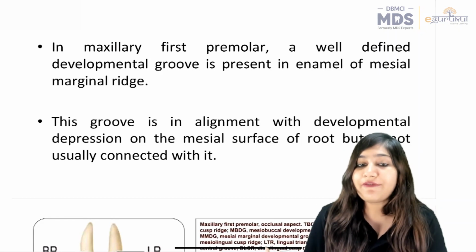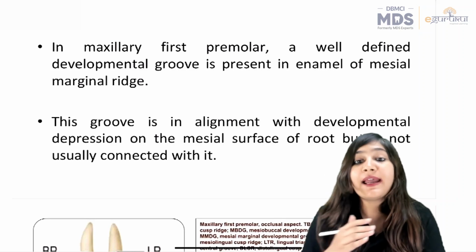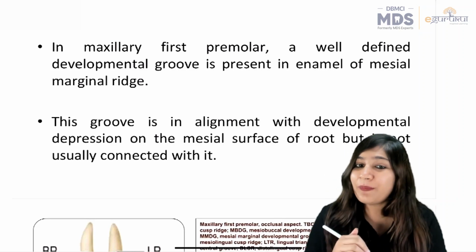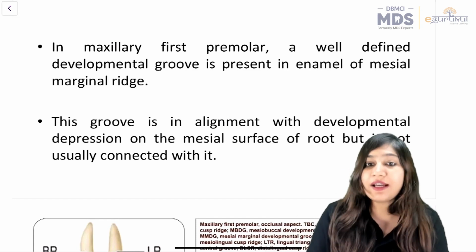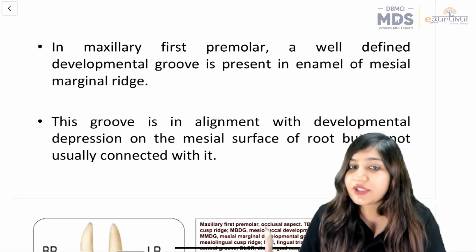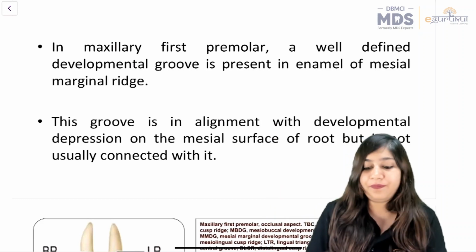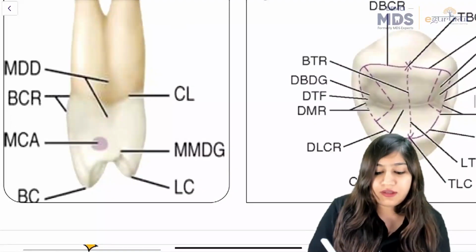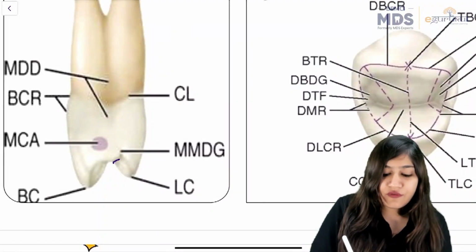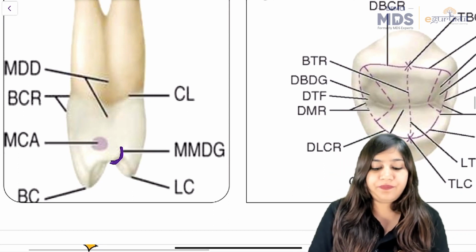The mesial marginal developmental groove present in the permanent maxillary first premolar extends from where? The occlusal surface, crossing the mesial marginal ridge and extending to the crown halfway. In this diagram, we can appreciate the mesial marginal developmental groove crossing the mesial marginal ridge and extending towards the contact area.